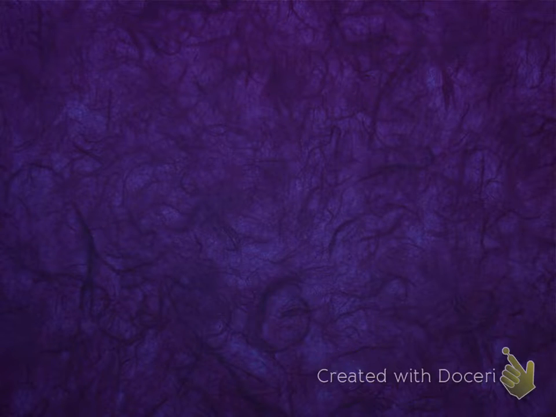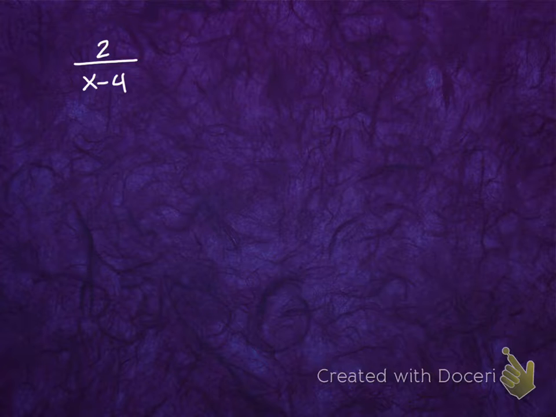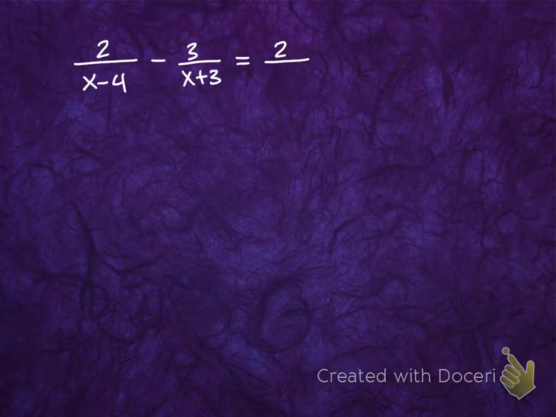Before, we were saying that our first step is always to factor, and that's going to be true for these too. So let's say you have something like this. Let's say you have 2 over x minus 4, minus, let's make this really ugly, 3 over x plus 3, equals 2 over x squared minus x minus 12. There are a lot of x's in the bottoms on this one. This is kind of nasty.